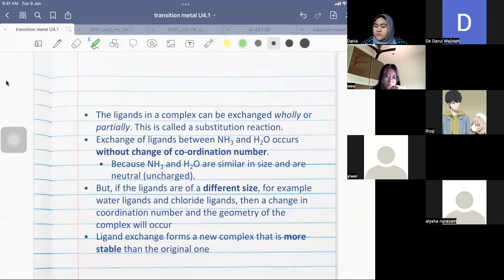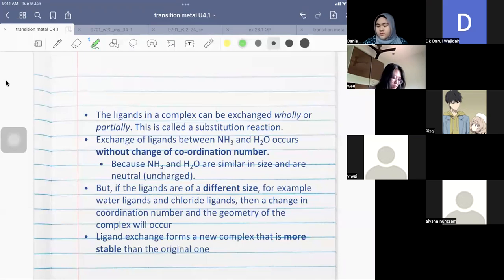Because ammonia and water are the same size, if you replace water ligands with ammonia, copper with water has a coordination number of 6, and ammonia will also have a coordination number of 6. But if the ligands are of different size, then of course coordination number will change. So ammonia is much smaller than chloride. Ammonia would have a coordination number of 6, whereas chloride will have a coordination number of 4. You will see this later. So the bigger the size of the ligand, the fewer of this ligand you can put around the metal center ion. Ligand exchange forms a new complex that is more stable than the original one.